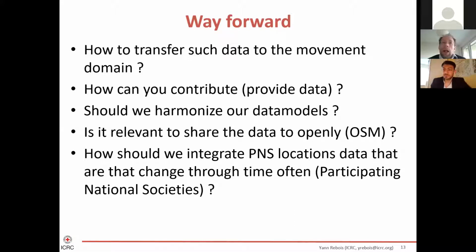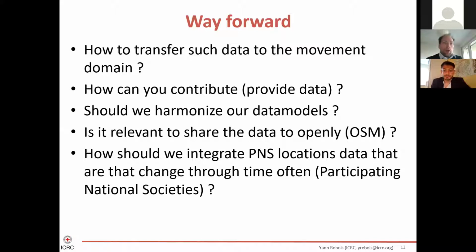After, there is as well the question of what should we do in terms of data sharing. Should we share it a bit more widely through different platforms, openly through OpenStreetMap or even with Google, because the idea is as well to give a visibility of the work and the location of the National Society. So maybe if you see a National Society antenna or a district branch in your map as a user, maybe you might intend to contact them at one point or to become a volunteer as well.